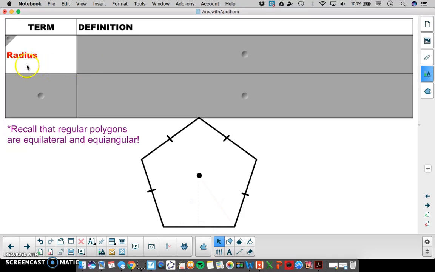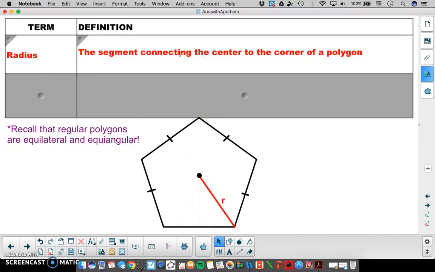And every polygon will have a radius. The radius is a segment that connects the center to the corner of a polygon. So we can have a radius from the center point here to that corner. We could draw a radius from the center to any of those corners, and it would be a radius of that pentagon. We also have another segment that we're going to be talking about, and it's called the apothem.